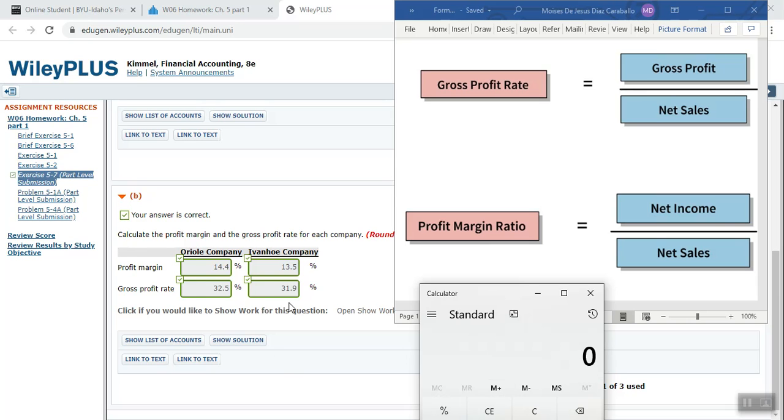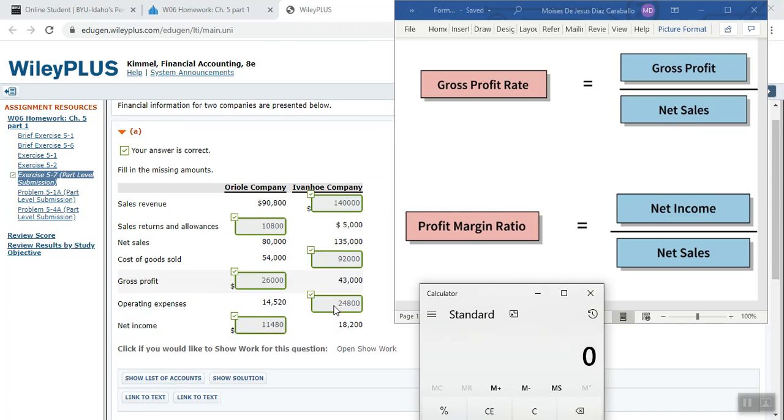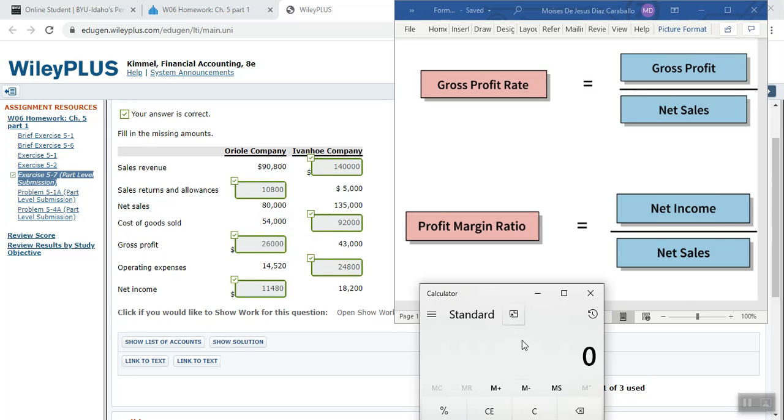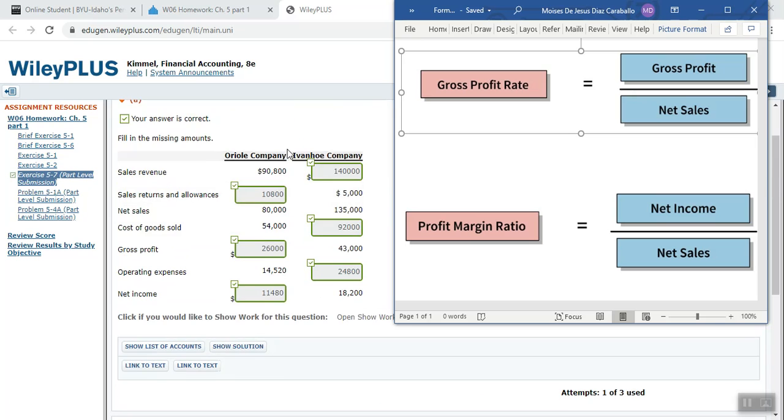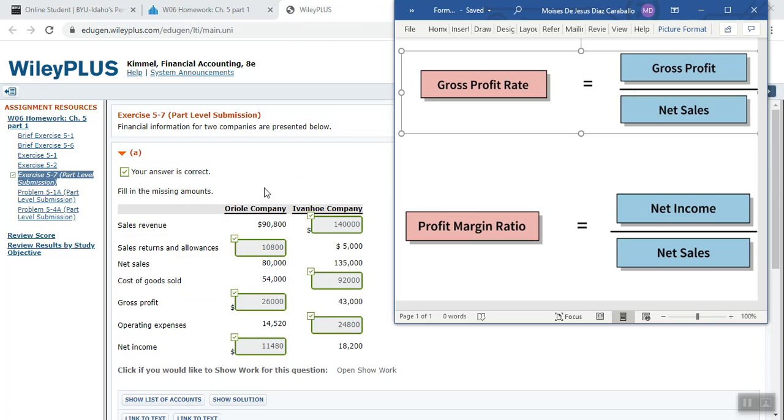The last information we're looking for is the gross profit rate. Again, the gross profit rate is gross profit over net sales. For Ivanhoe Company, the gross profit was 43,000 over 135,000 for net sales, and that'll equal 31.85, which is actually 31.9 as an answer. So this concludes the results for all the missing values for exercise 5.7.